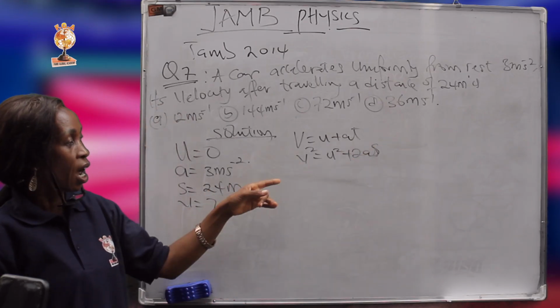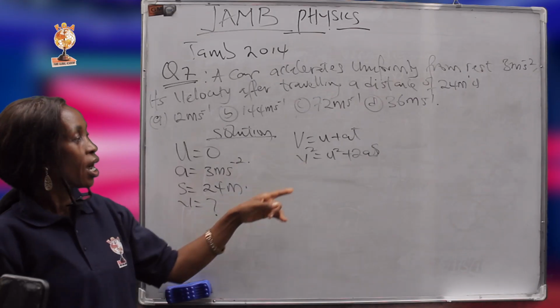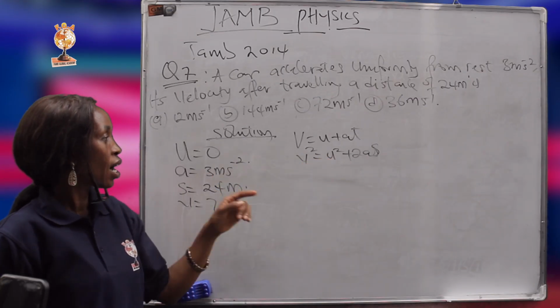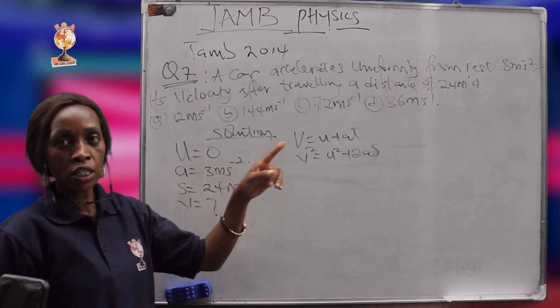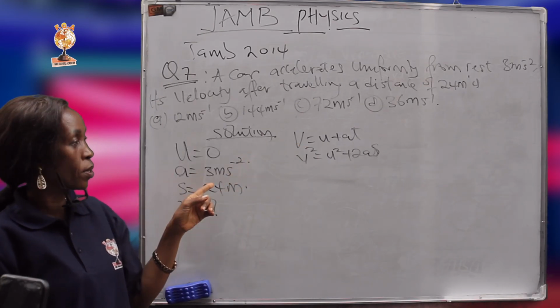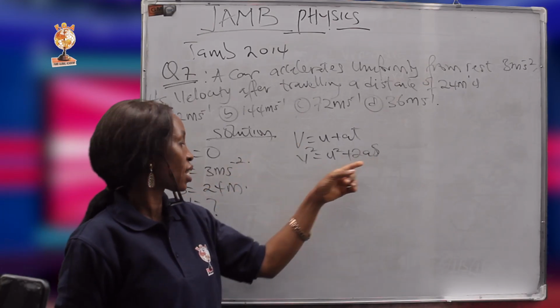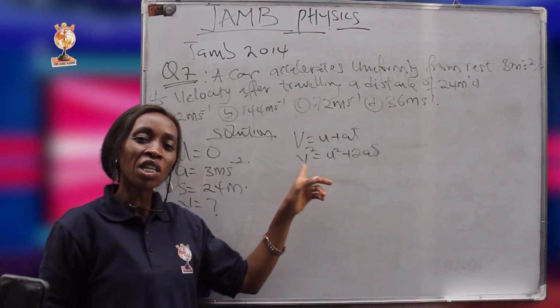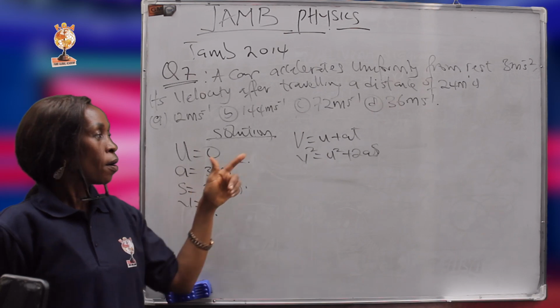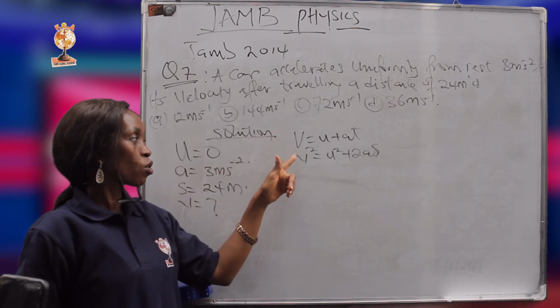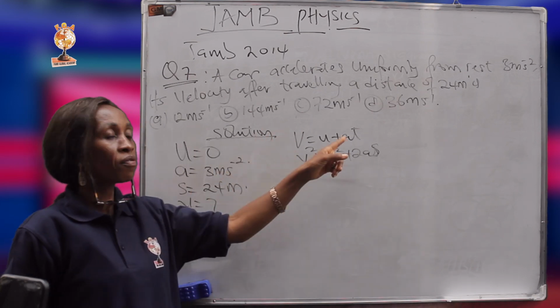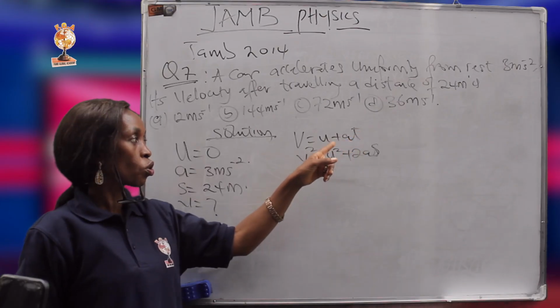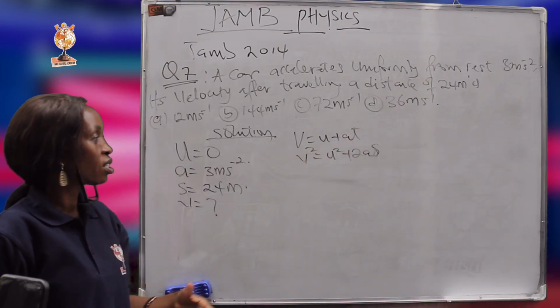Equation 2, I'm asked to find V, okay? And I'm given U as 0. And I'm given A, which is acceleration, as 3 meters per second squared. I'm only given distance as 24 meters. So equation 2 is the best suited for this. Equations 1 and 2, I'm asked to find velocity, but I am not given time, and so equation 1 does not go. So I should use equation 2.